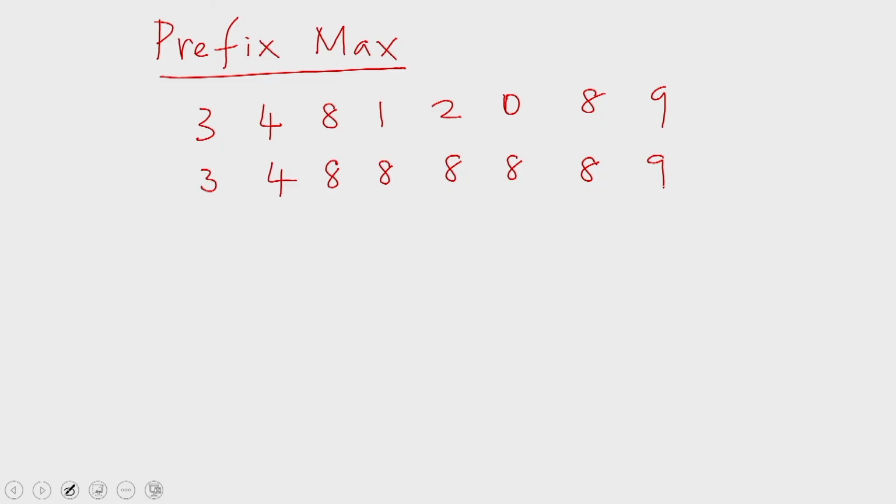So, prefix maximum can be computed using an algorithm that is exactly analogous to prefix sums. All you have to do is to replace sums with the maximum of 2 elements. So, this problem also can be solved using this binary tree technique in order of log n time using order of n by log n processors.